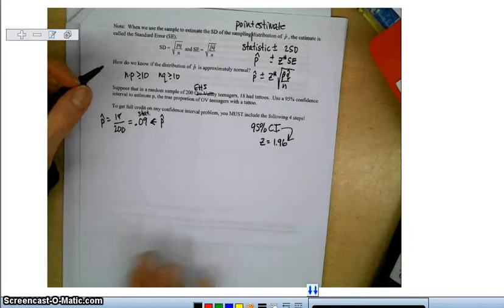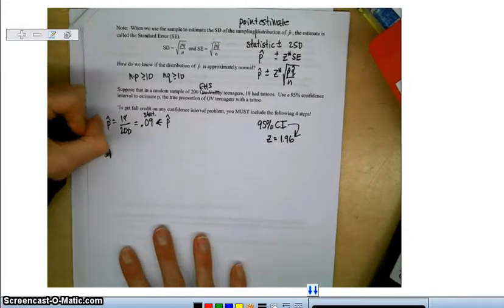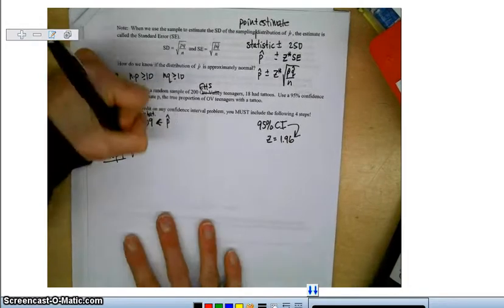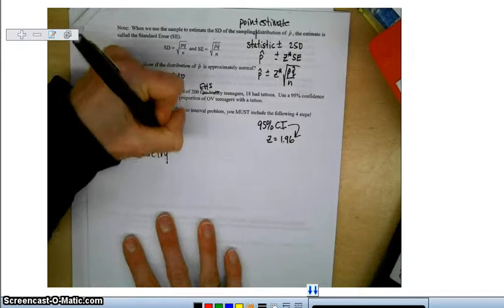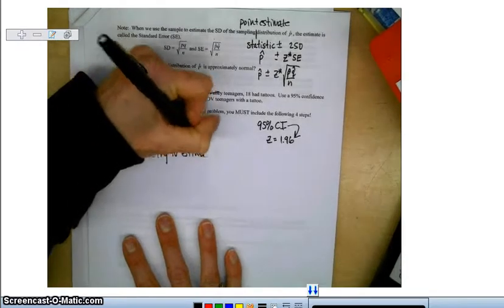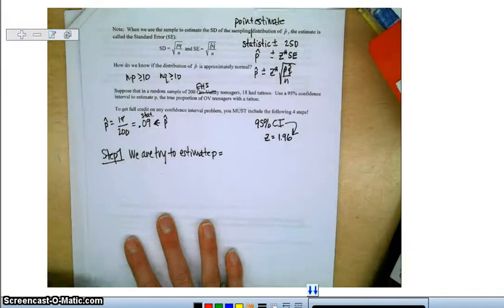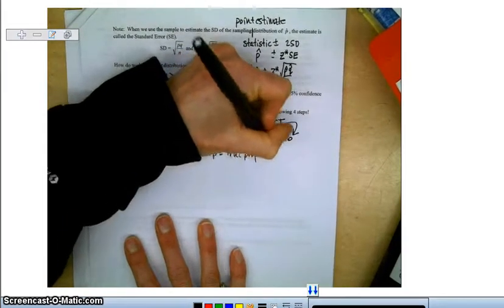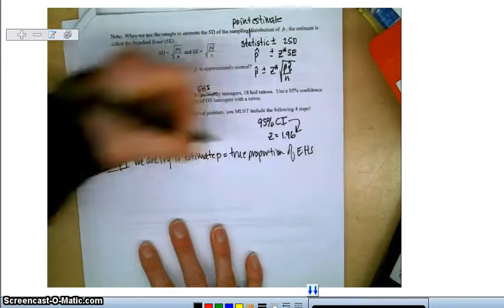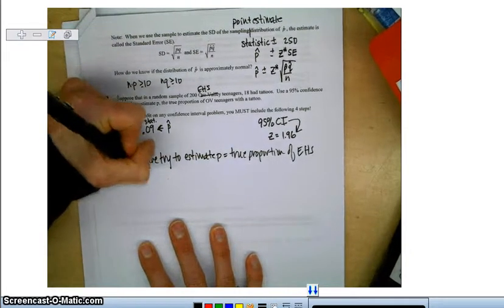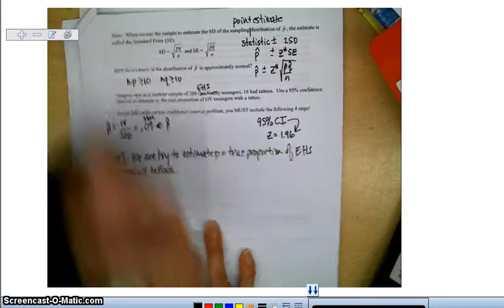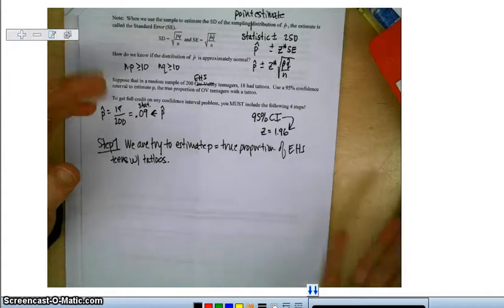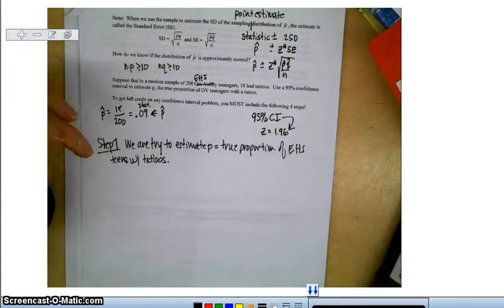We're going to look at this example and another example on the next page. So step 1, we need to talk about what we're doing. So we are trying to estimate p, which in our particular problem is the true proportion of EHS teens with tattoos. Okay, so we always say what we're doing. We're trying to estimate this, p, the true proportion of this, the true mean of this. We say what we're trying to estimate.